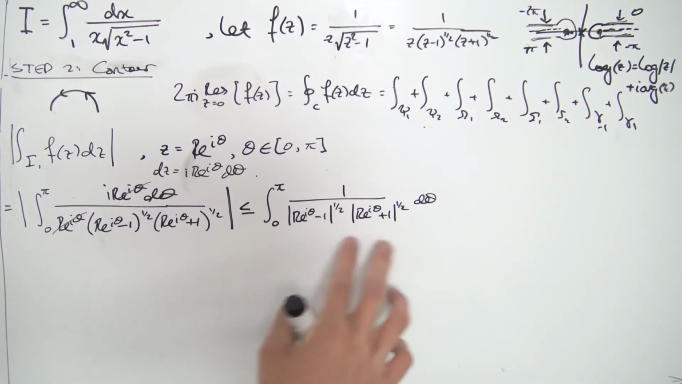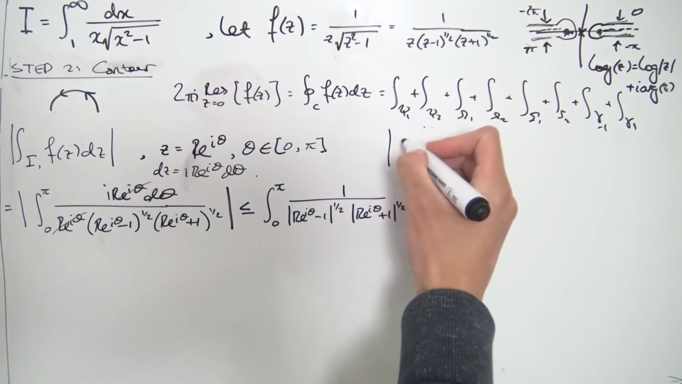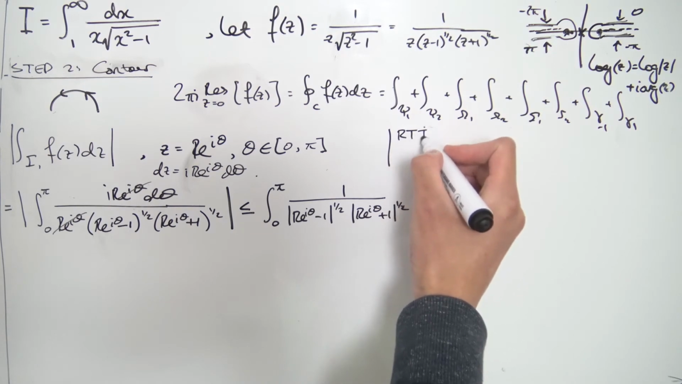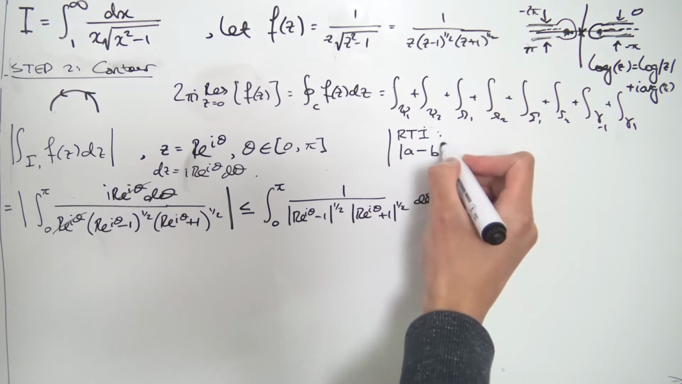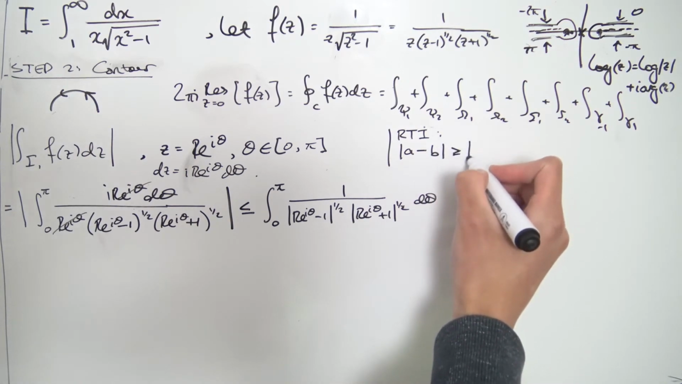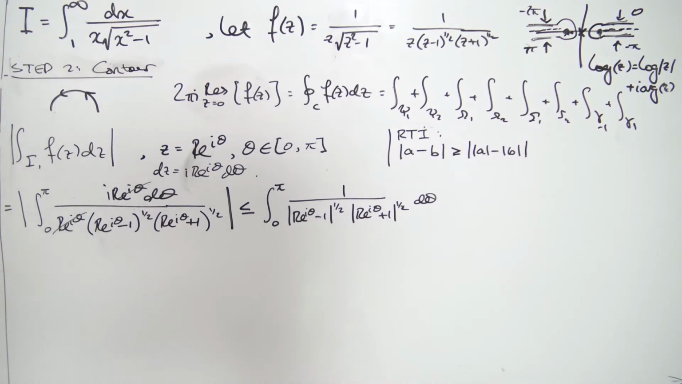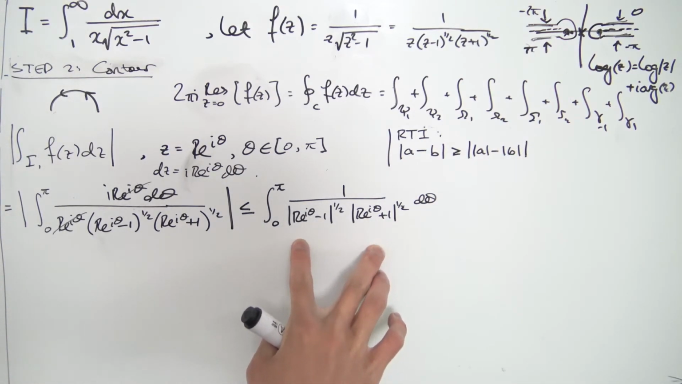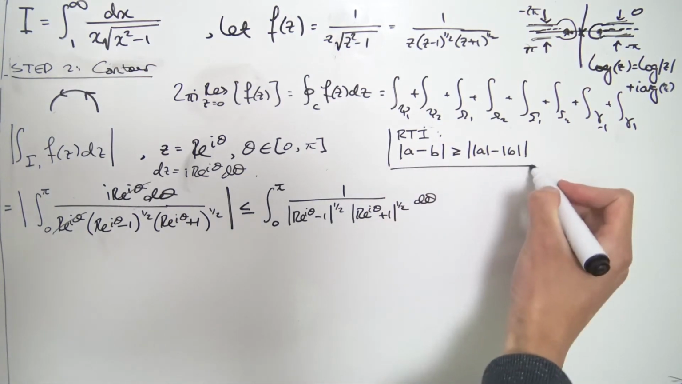Okay, now we have these guys in the denominator, and usually when we have things with R, we like to use the reverse triangle inequality. I'll remind you of how that works. The reverse triangle inequality says that if you have the absolute value of a minus b, this is greater than or equal to the absolute value of the absolute value of a minus the absolute value of b. And this is nice because we have things in the denominator. If we show that the stuff in the denominator is greater than or equal to what we currently have, then we found a new upper bound, essentially.